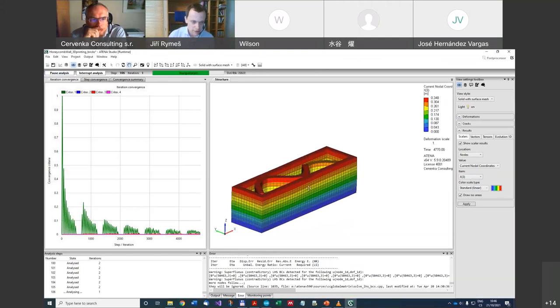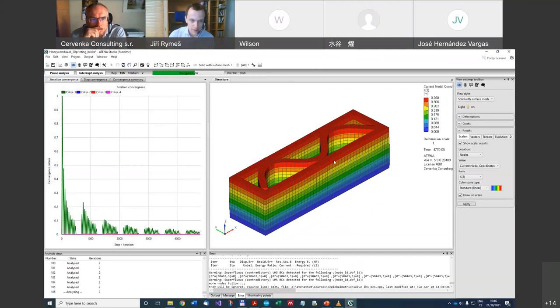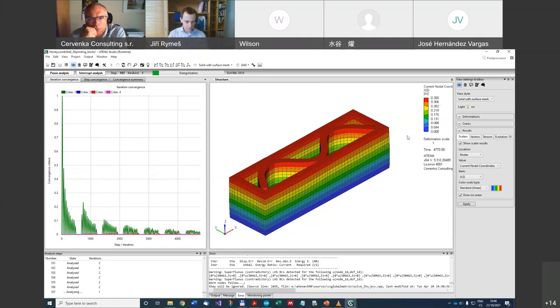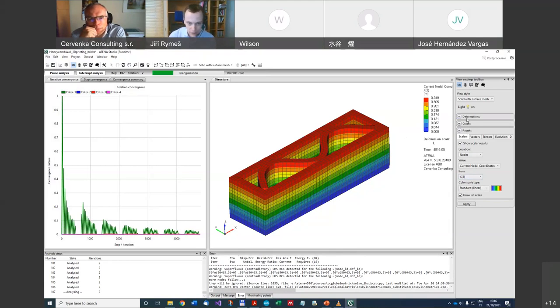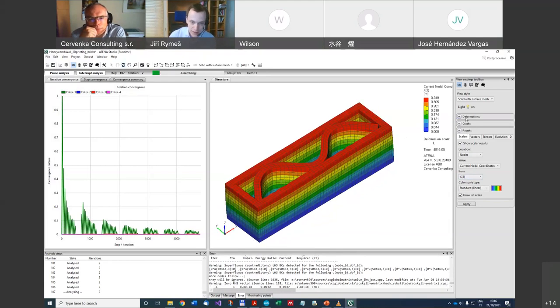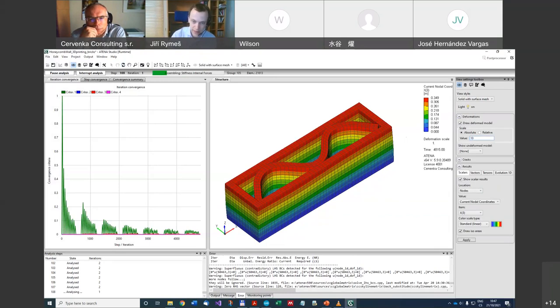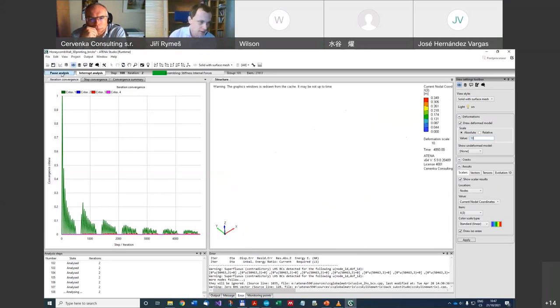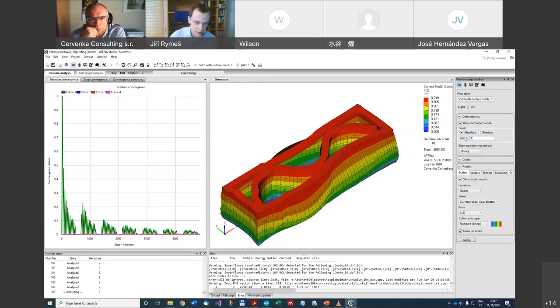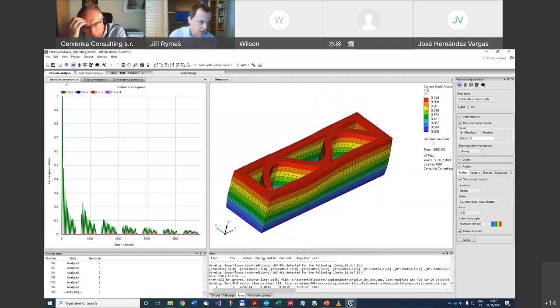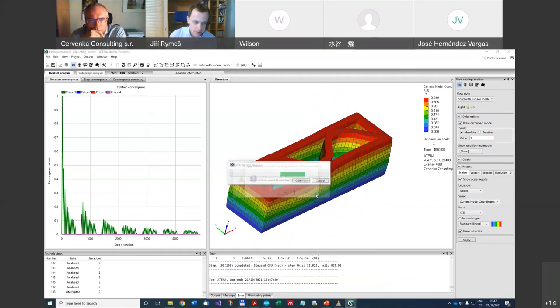So the analysis is still ongoing. Now we can see that we are approximately at the height of 0.3 meters, and we still don't see any different shape. If we have the deformation set to 1, maybe if we use a little bit higher scale for the deformation, maybe this is too high. We can see that already some buckling appears on the walls. Maybe I can show a model which I already computed in advance.